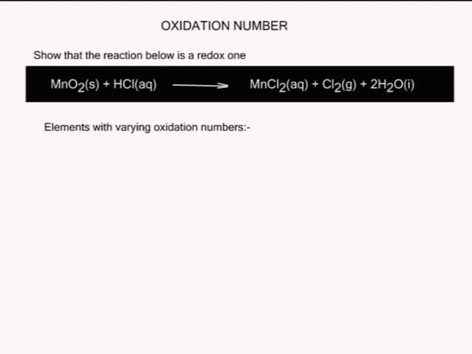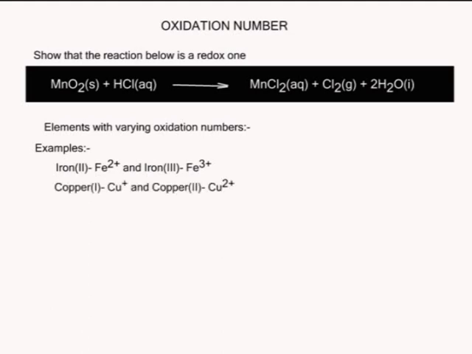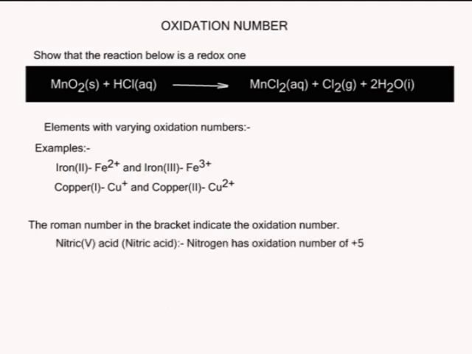Now some elements form ions with varying oxidation numbers. For example, we have iron 2 with an oxidation number of +2 and iron 3 with an oxidation number of +3. Again, we have copper 1 with an oxidation number of +1 and copper 2 with an oxidation number of +2. Now the numbers in the bracket indicate the oxidation state. Now these numbers are usually written in Roman, but it is only a way of telling us the oxidation numbers. For instance, in nitric 5 acid, also called nitric acid, nitrogen has an oxidation number of +5. In nitrous acid, also called nitric 3 acid, the nitrogen has an oxidation of +3.